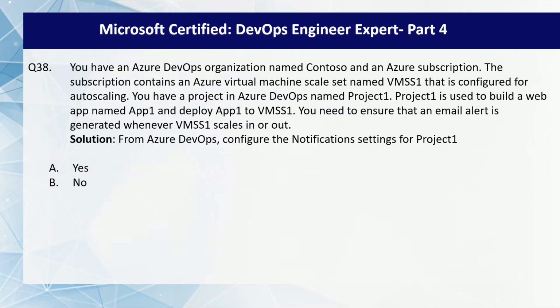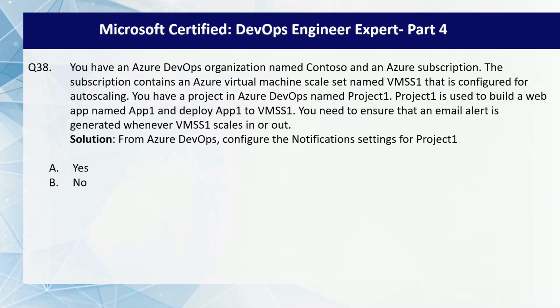Question number 38. You have an Azure DevOps organization named Contoso and an Azure subscription. The subscription contains an Azure virtual machine scale set named VMSS1 that is configured for auto scaling. You have a project in Azure DevOps named Project 1. Project 1 is used to build a web app named App1 and deploy App1 to VMSS1. You need to ensure that an email alert is generated whenever VMSS1 scales in or out. The solution you choose is from Azure DevOps, configure the notification settings for Project 1. You need to tell whether this solution is right or wrong.